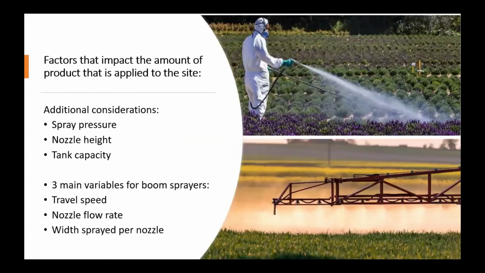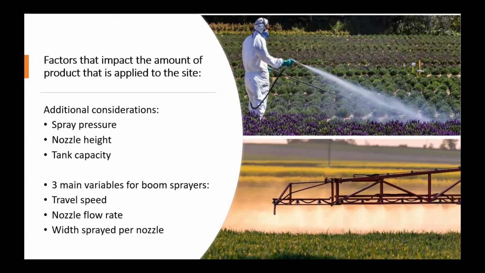There are several factors that can impact the amount of product that's applied to the site. These include spray pressure, nozzle height, and tank capacity. The three main variables when applying through boom sprayers are travel speed, nozzle flow rate, and the width sprayed per nozzle.